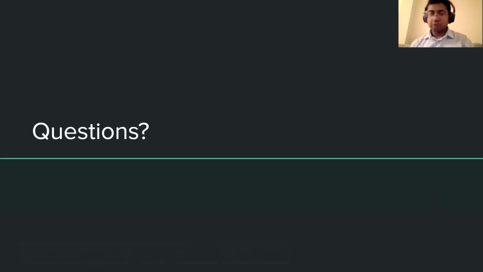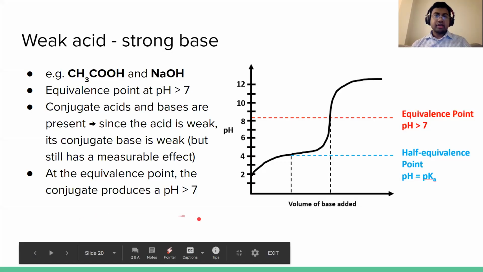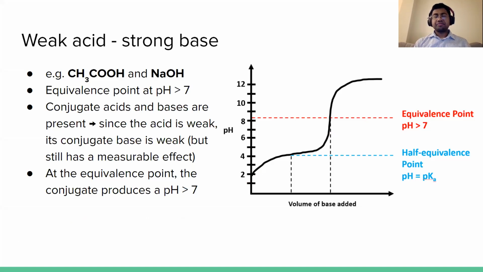Okay, so the half equivalence point is where, let's say you've got a mole of acetic acid in your bucket that you're doing your reaction in. When half a mole of that acetic acid has been converted to acetate, that's the half equivalence point.